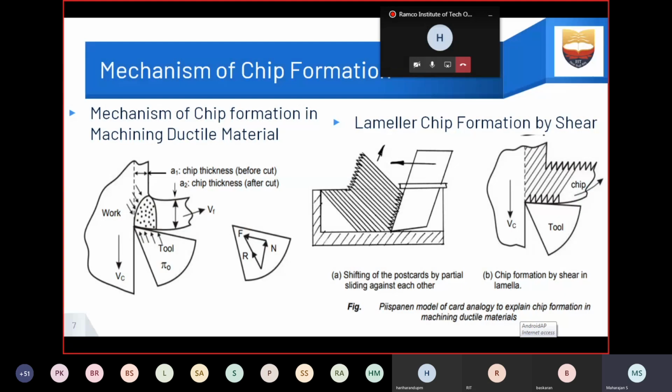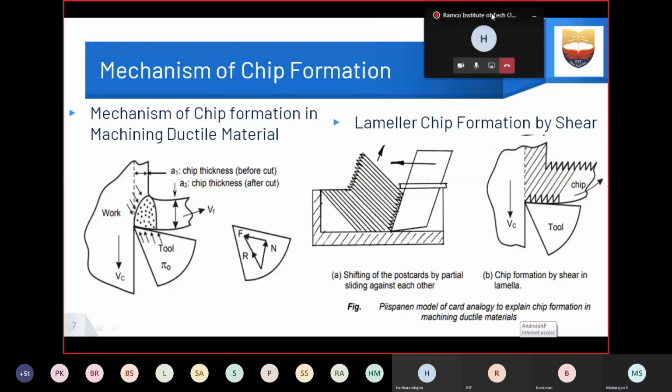Next, the mechanism of chip formation. The mechanism of chip formation is a very, very important topic for understanding machining operations. For example, the tool is here, and the workpiece is coming toward this direction. This velocity is the work velocity, the workpiece velocity. This is the tool velocity, going in this direction. This area is the shear plane area, the shear area.